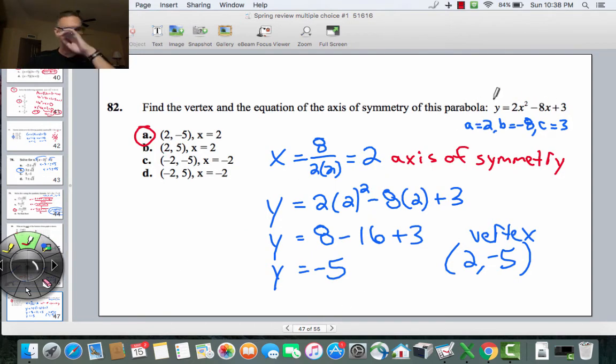Same process for this one. The vertex is achieved by doing negative b over 2a. So the opposite of b is 8 divided by 2 times the a, which is 2. So 8 divided by 4 is 2, and then we take the 2 and plug it back in, and we get the y-coordinate of negative 5. So we have a vertex of 2, negative 5, and the axis of symmetry is x equals 2.